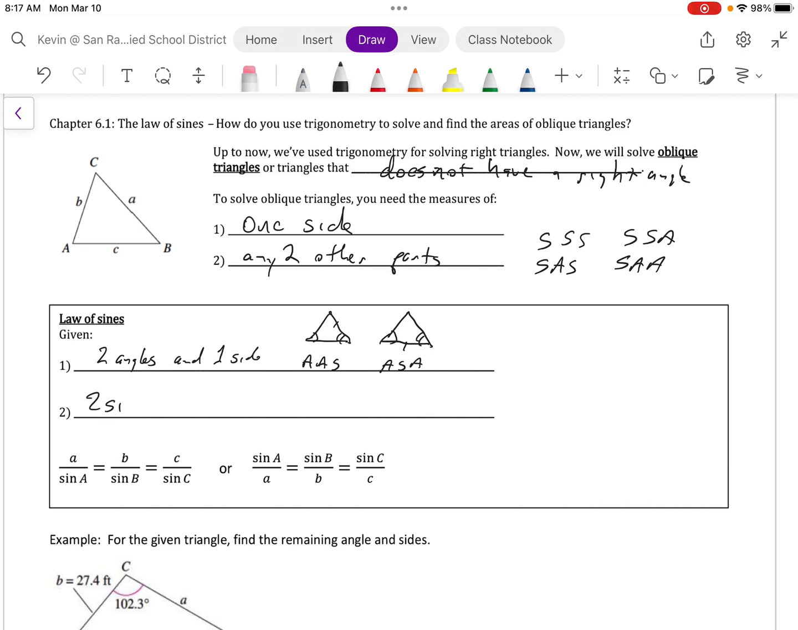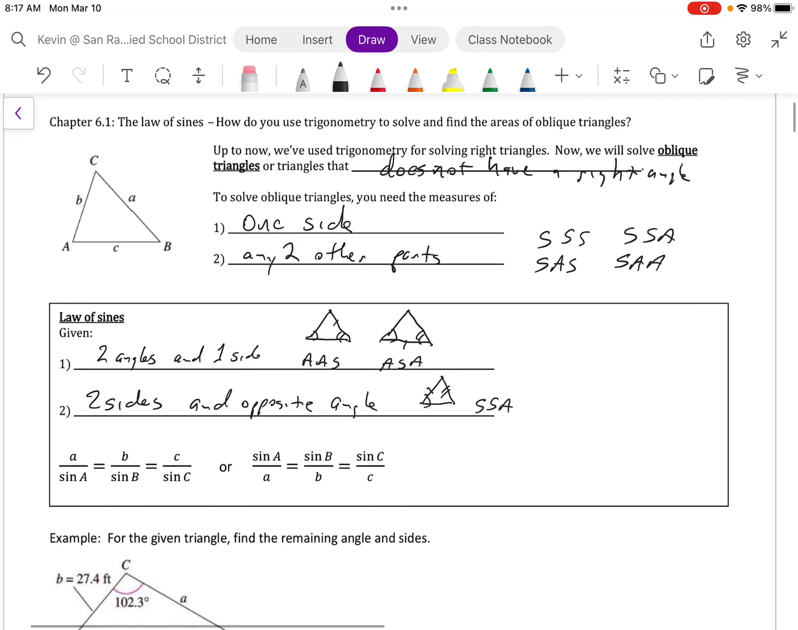So those are the two where you have a side and two angles, and the other one is two sides and the opposite angle. So this would be something like where you have these two sides and an angle. So it's not the angle in between the two sides. So this is side, side, angle.